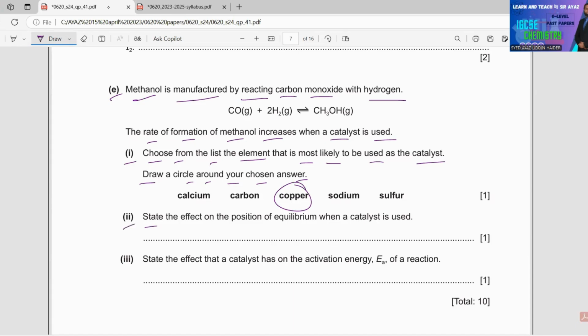Part 2. State the effect on the position of equilibrium when a catalyst is used. The function of a catalyst is that it increases the rate of reaction in both directions. So it will increase the rate of reaction in both directions, so the net effect will be 0. So you will write no effect.